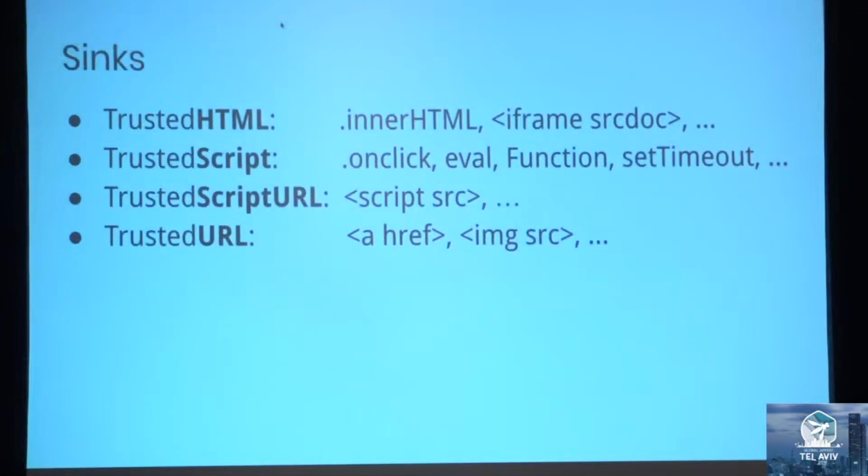First, though, there's an awful lot of sinks, more than 60, and so we created a number of different trusted types. So trusted HTML is for sinks that take strings of HTML, like inner HTML. Trusted script is for JavaScript. A trusted script URL is for a URL that, when loaded, might load code into the application. So a script source, for example. And trusted URL is for other URLs, link targets, images, video, audio, that kind of thing.